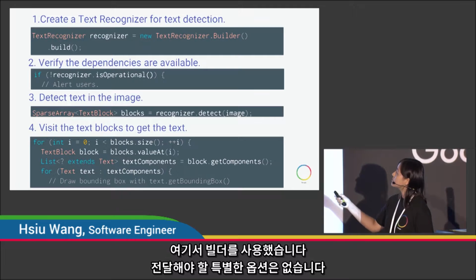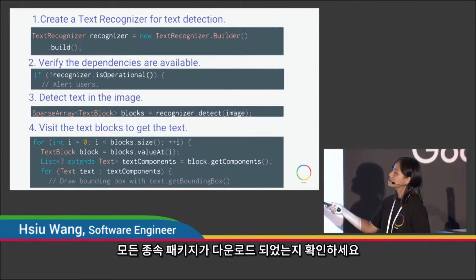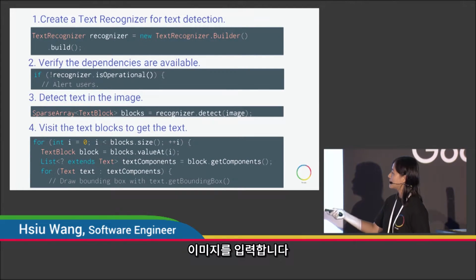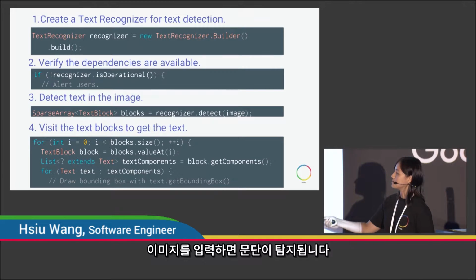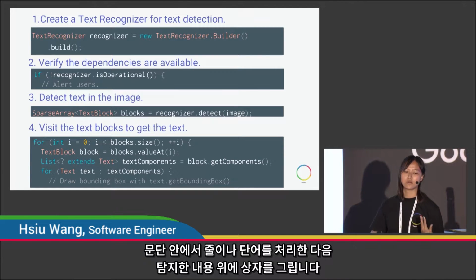So here we use the builder. There's no specialized option you need to pass in. Make sure you check that all the dependent packages have been downloaded, and then you pump the images through. Once you pump through, you get a text block. Inside the text block, you can process lines or text and then overimpose.